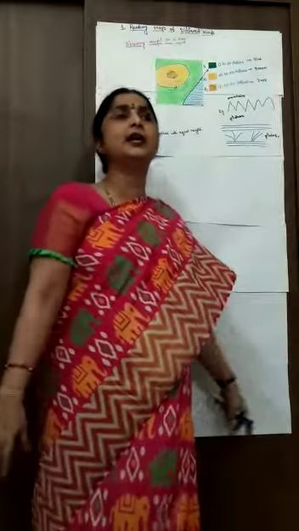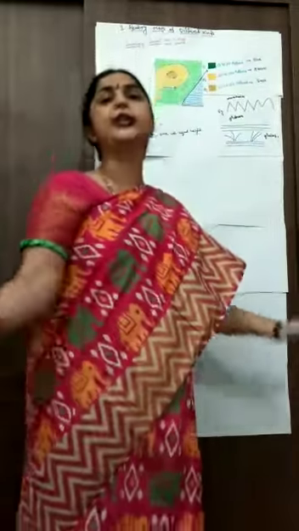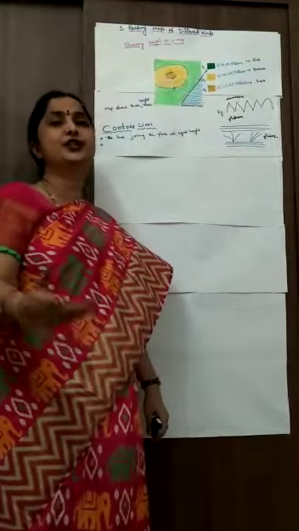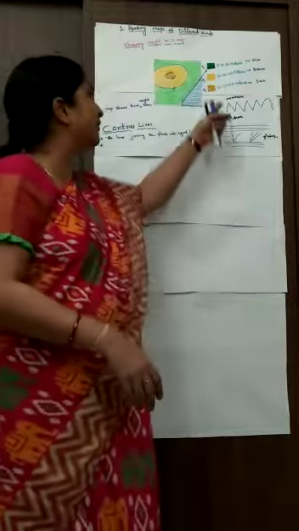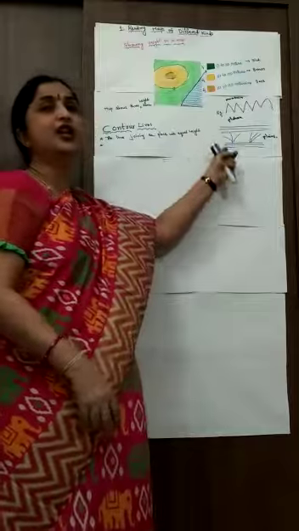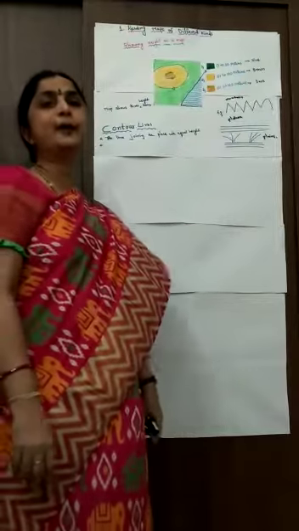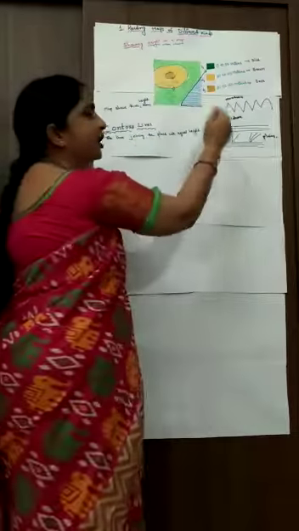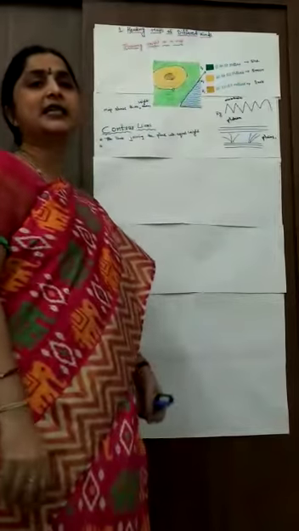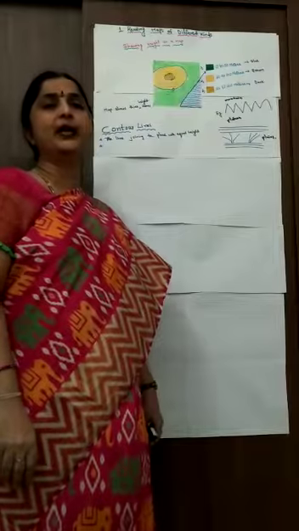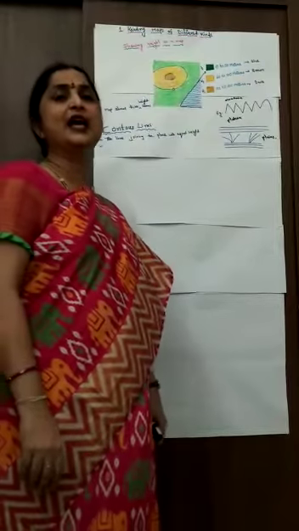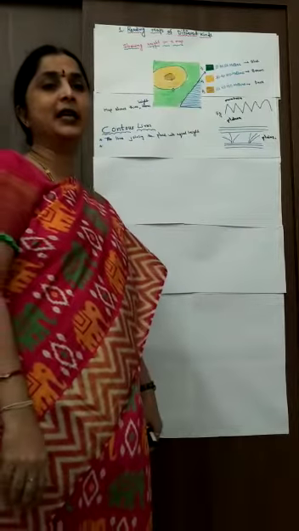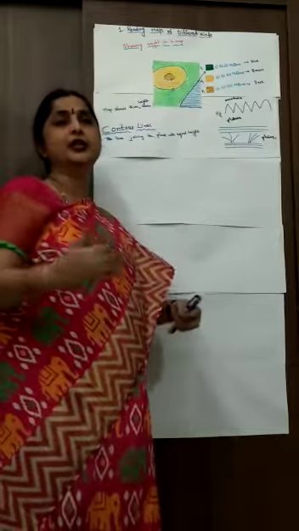Now next we learned about contour lines. What are contour lines? A line joining the places with equal height. Contour lines are shown in irregular shapes, depending upon the landform. These lines cannot cut each other. The distance between the two contour lines will depend upon the land slope. If the land has a steep climb, then the contour lines will come close to each other.